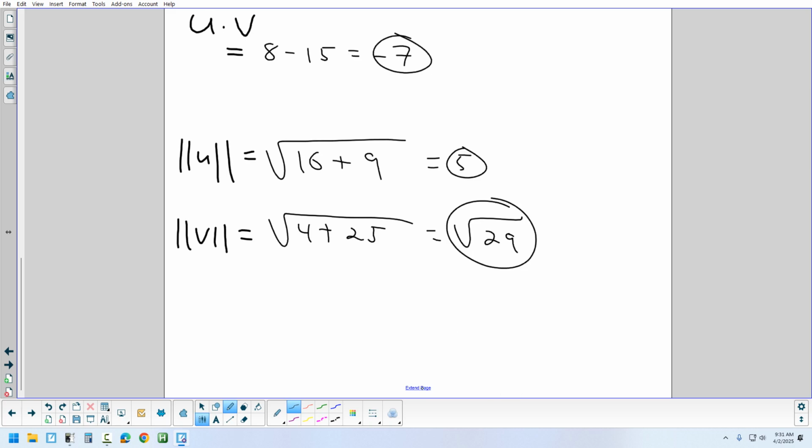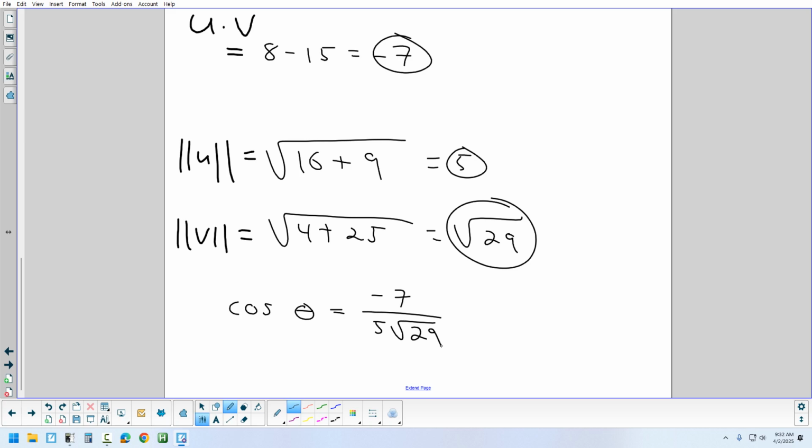Now, fill those three things into the formula. Okay, cosine theta equals, what's going to go on the top? Yep, negative 7, the dot product. And what's going to go on the bottom? Square root 29 times 5. Yeah, and I'm just going to put the 5 in front. That way there's no confusion whether that 5 is under the root or not. Okay, so 5 root 29. So that's the cosine of your angle.